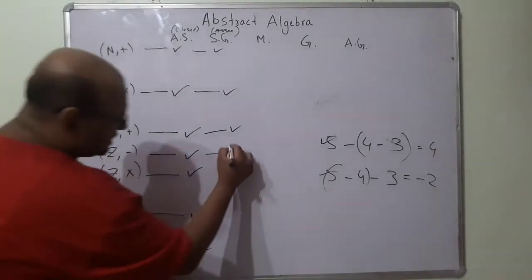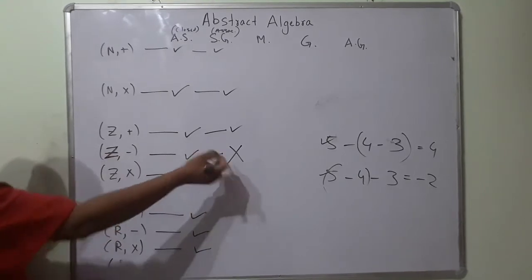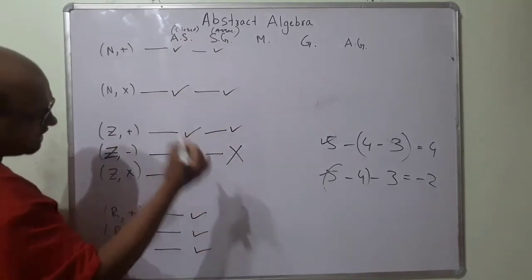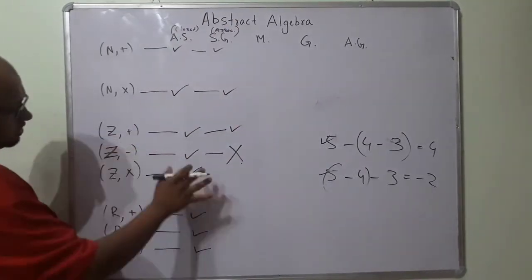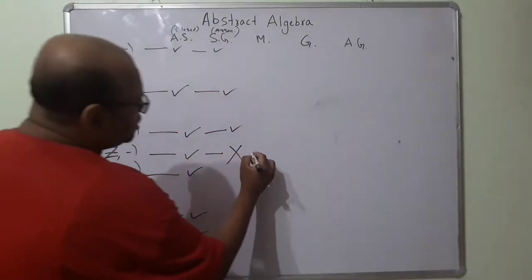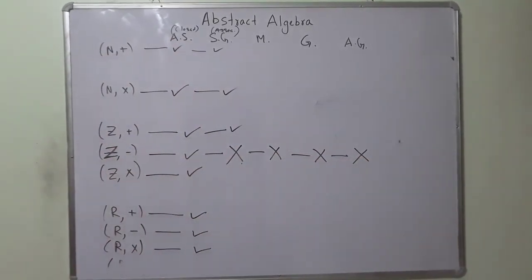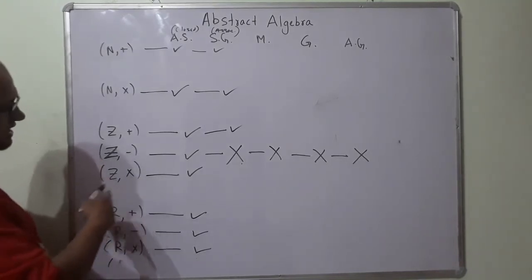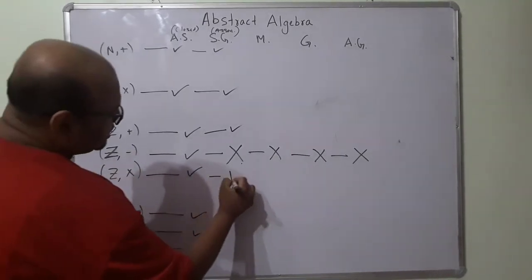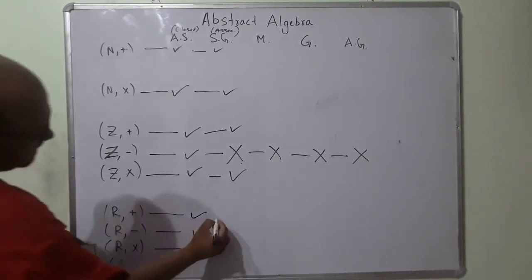So for this reason, I know this Z, set of integers under subtraction, is not a semi-group. It is an algebraic structure, a magma, but it is not a semi-group. And because it is not a semi-group, it is not a monoid, not a group, and not an abelian group. Now integers under multiplication. Multiplication is associative. So yeah, this is also a semi-group. Now under real numbers. This is true.